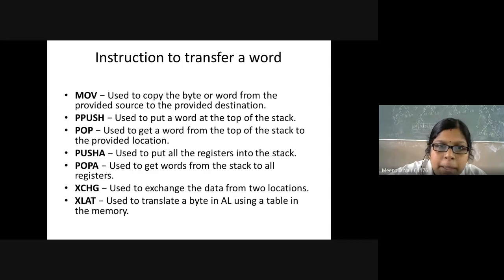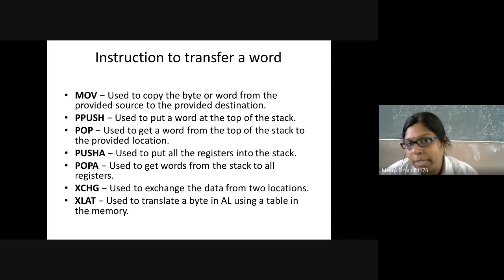So here these are the commands which are used to transfer the data. Instruction to transfer a word. So MOV, move, is one command. Move is used to copy the byte or word from the provided source to the provided destination. Byte or word, because it can be either 16-bit or 8-bit. Byte means 8-bit. Word is 16-bit. You can transfer 16-bit data or 8-bit data. That's why we are calling it a transfer of word.